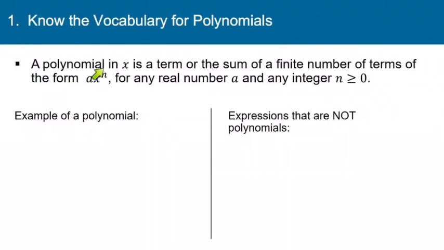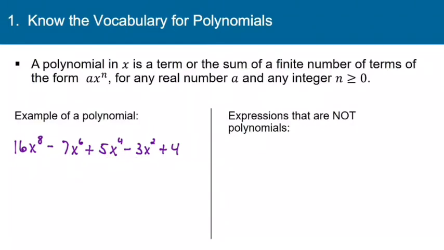Okay, first of all, let's get a definition for the word polynomial. A polynomial in x is either a term or the sum of a finite number of terms in the form ax to the n power, where a is any coefficient and n is any positive integer. So here's an example of a polynomial, something like 16x to the 8th minus 7x to the 6th plus 5x to the 4th minus 3x squared plus 4.